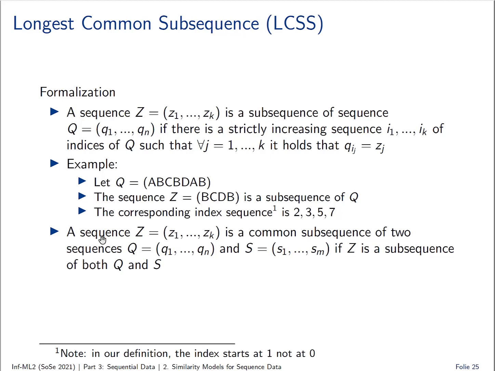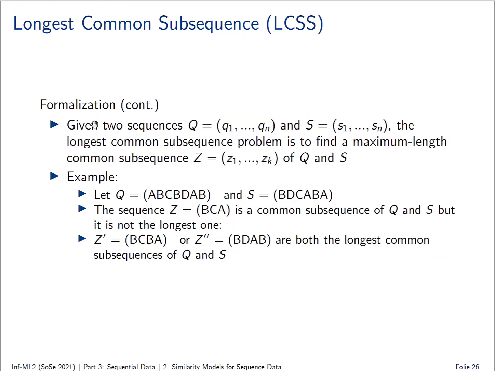Yeah. And a sequence is a common subsequence of two sequences if it is a subsequence of both of these sequences. Okay, well, that's I guess easy. So we need a corresponding index sequence for both of these two sequences. It need not be the same. Yeah, so the common subsequence may have different indices for Q and different indices for S, of course. Yeah, but there needs to be such an increasing, strictly increasing index sequence.